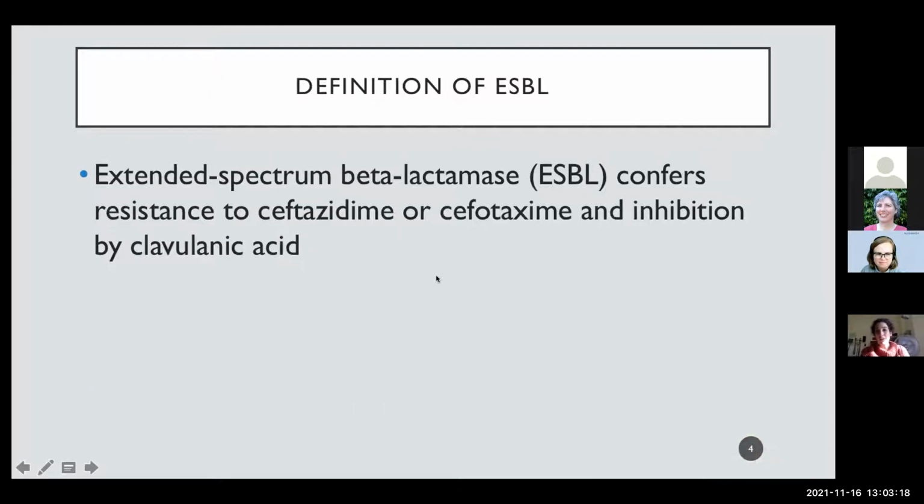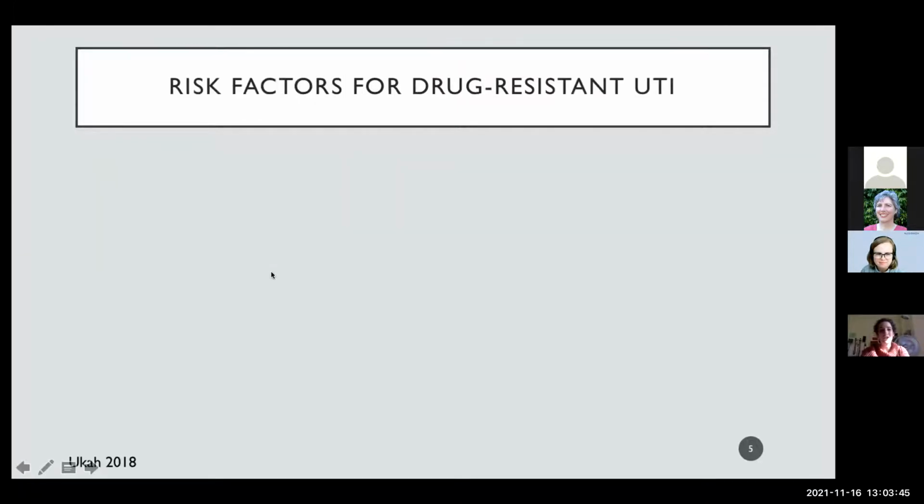And I want to give a definition of ESBL, since it was in the title: extended spectrum beta-lactamase. That type of enzyme confers resistance to both ceftazidime and cefotaxime, which are cephalosporins, if you're interested in the classes of antibiotics, and is inhibited by clavulanic acid. This one is of particular concern because it severely limits the number of types of antibiotics that we can use to treat an infection.